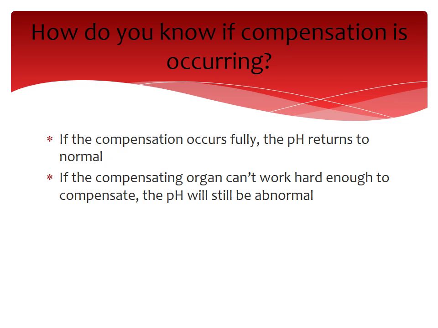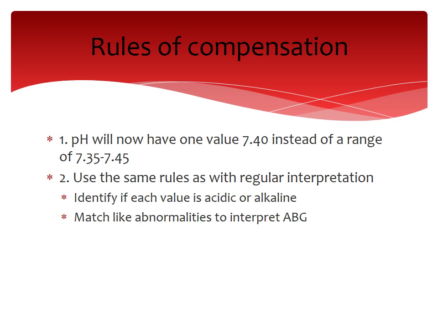All right, these are the steps to compensation. If the compensation occurs fully, the pH returns to normal. If the compensating organ can't work hard enough to compensate, the pH will still be abnormal. The pH will now have a value of 7.4 instead of a range of 7.35 to 7.45. So if you see an ABG where the pH is normal, you want to start looking at compensation. Okay, you'll look at the other two values, meaning the PaCO2 and the bicarb.